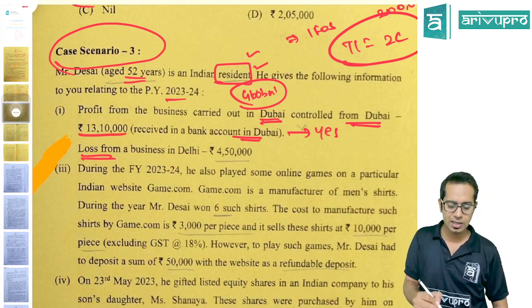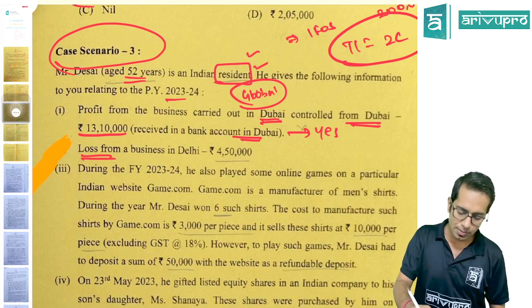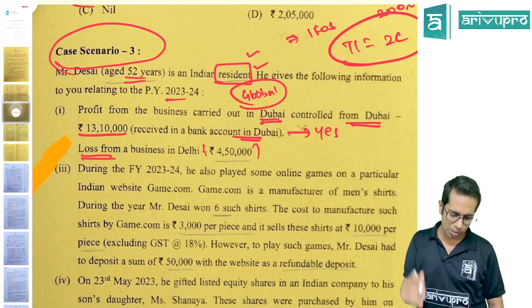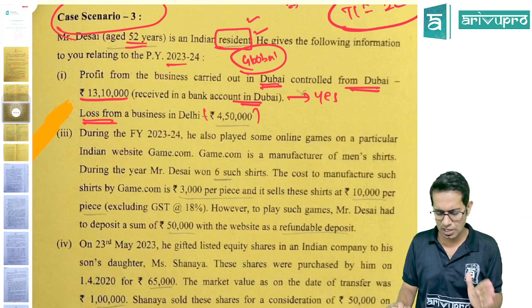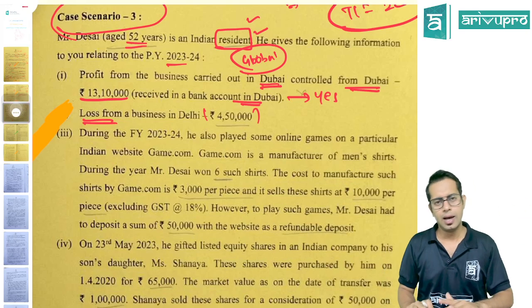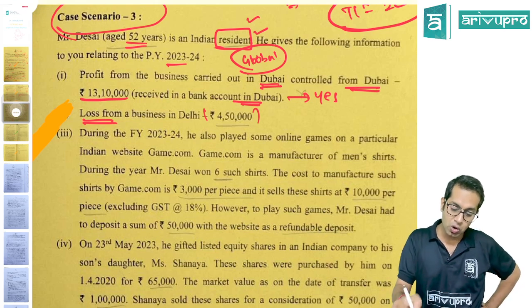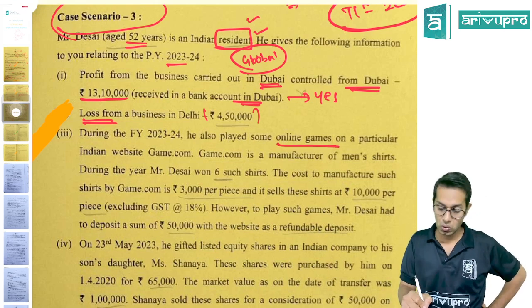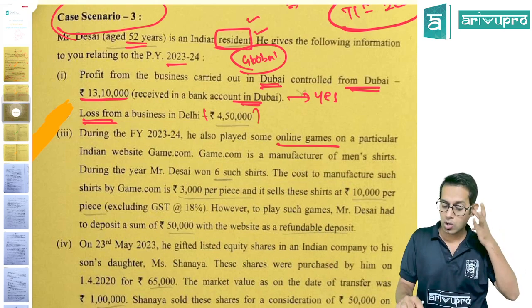And then the question also says he has a loss of business in Delhi. What is the loss amount, sir? 4,50,000. Okay. So he has totally 2 businesses. One business is in Dubai, which is a profitable business, and the Indian business is a loss-making business. During financial year 23-24, he also played some online games on a particular Indian website called game.com.